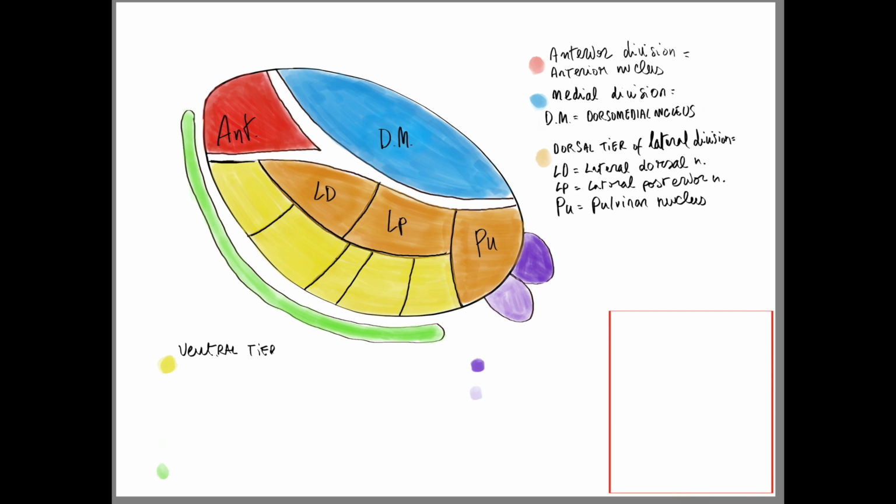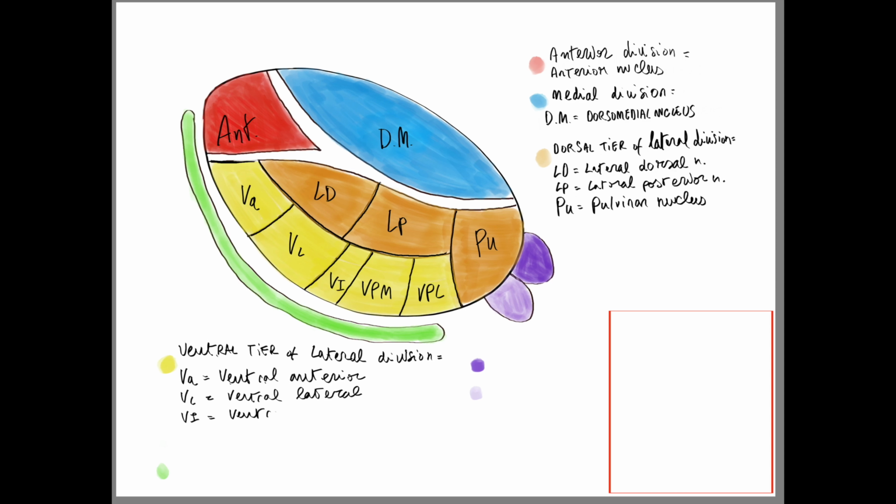In yellow, we have the ventral tier of the lateral division. It has 5 nuclei. Starting at the anterior aspect, we have the ventral anterior, the ventral lateral, the ventral intermediate, the ventral posterior medial, and the ventral posterior lateral.